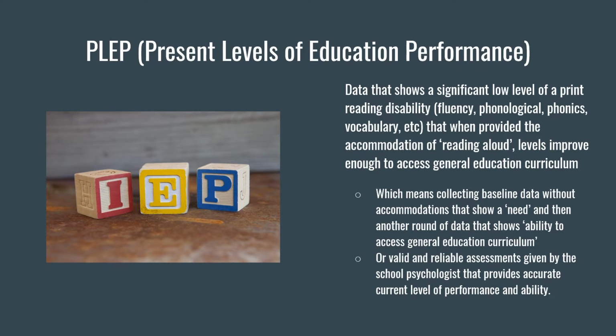So how do they decide whether they're accessing the fence or not, or whether they're accessing the general education curriculum or not, outside of just grades? So this has to be recorded in the PLEP, or the present levels of educational performance. And that has data that shows a significant low level of print reading disability. So like reading fluency, phonological awareness, phonics, vocabulary, etc. That when provided the accommodation of a read aloud, the levels improve enough to access the general education curriculum.